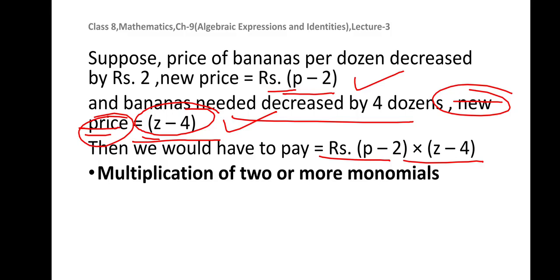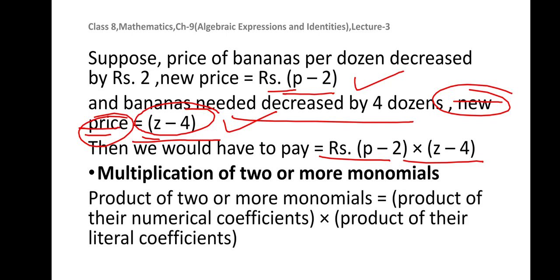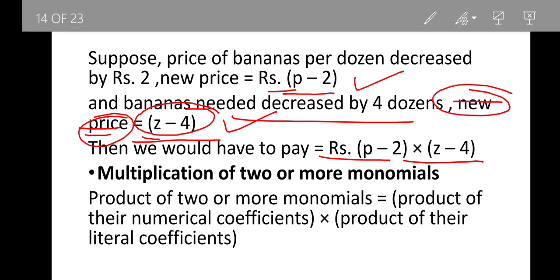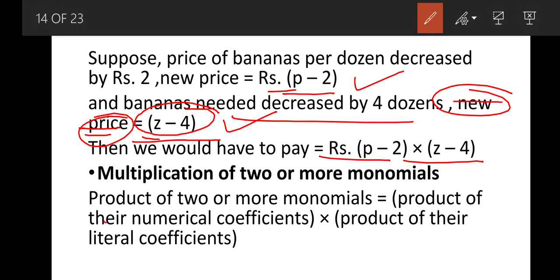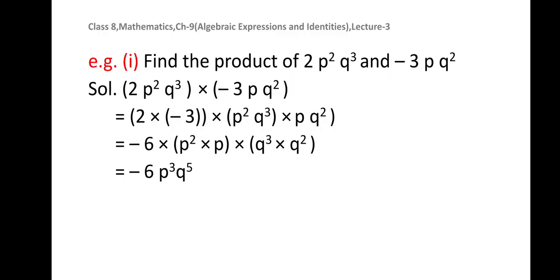And I hope you know what we mean by a monomial. An algebraic expression having only one term is called a monomial. So the product of two or more monomials can be calculated by taking first the product of their numerical coefficients and the product of their literal coefficients. First of all, I need to take the product of their numerical coefficients and then the product of their literal coefficients.